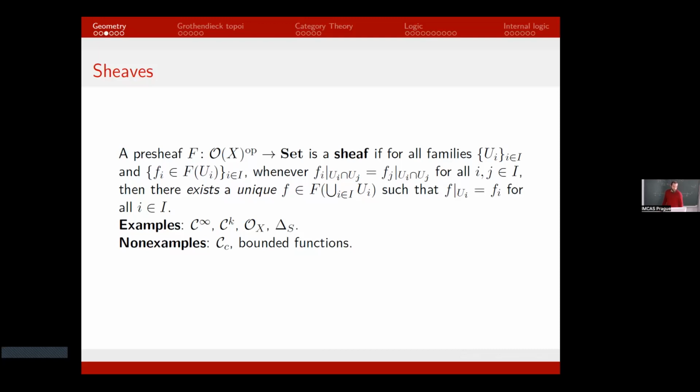Same for bounded functions, because of course if, for instance, on R we take the exponential map and then we consider a family of intervals, all the restrictions will be bounded, but the union will not. And so these are not sheaves. We will denote the full subcategory of sheaves over X as sheaves of X, Sh(X).